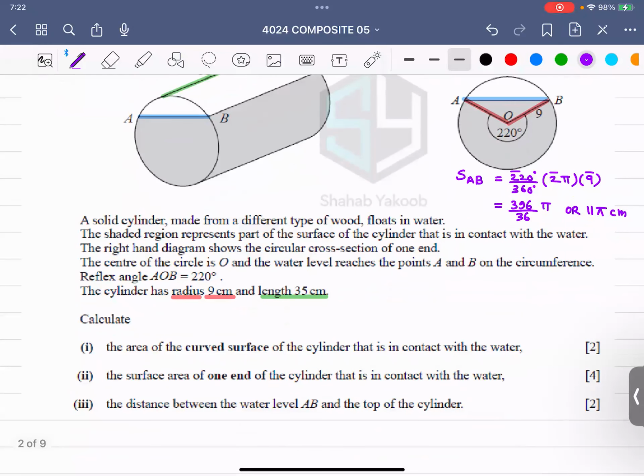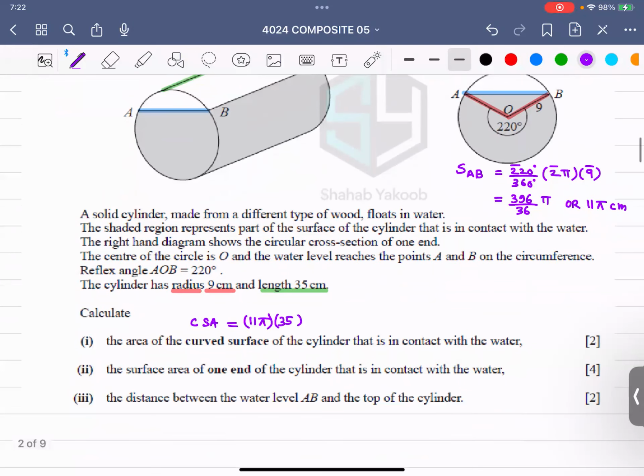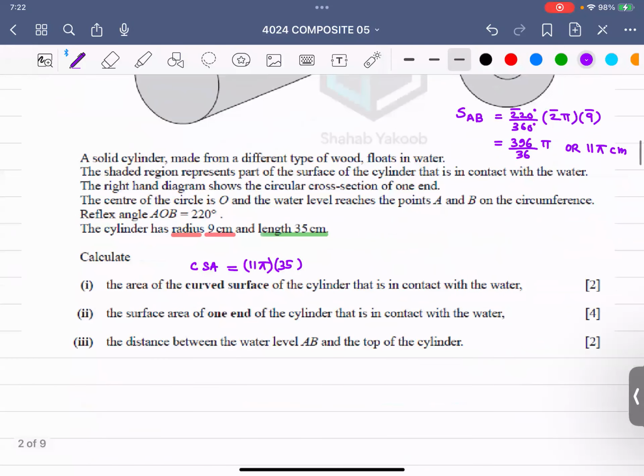And the curved surface area that is in contact with water is 11 pi multiplied by 35. So 11 into 35, that's 385 pi. I'm leaving the answer in terms of pi for right now, and naturally I can multiply it with 3.142 and I'll get my answer.